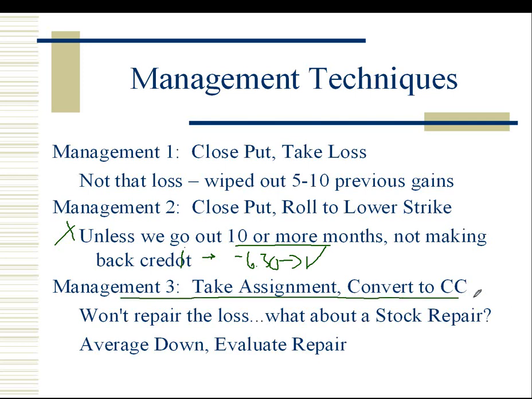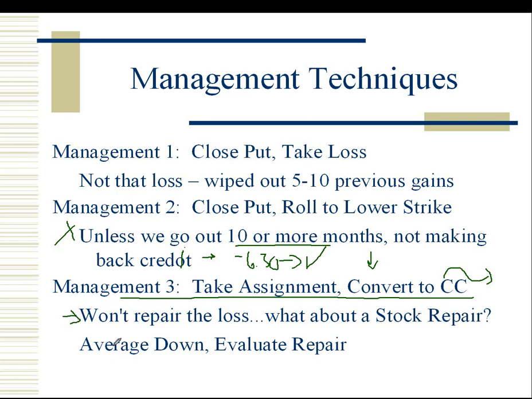Management number 3, take assignment and convert to a covered call that we saw before, same issue. If I'm trying to roll for a credit or I'm converting to a credit, I want to make back this 630 immediately. Rolling to the covered call, I'm either selling a call that's well below my cost basis for the stock, so I could get assigned early for a loss, or I'm going to be sitting in this position for 10 to 12 months trying to make back that 630.